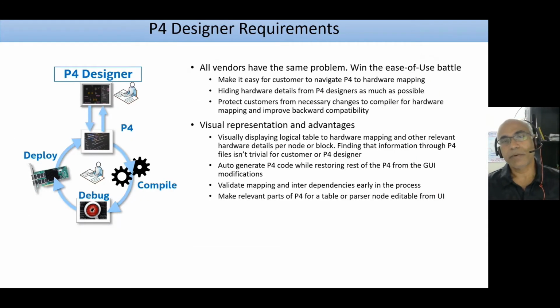So here are some of the requirements or the wish list that we collected. Make it easy to navigate the hardware mapping, hide as many hardware details as possible, and also display only the relevant portions while editing in UI. Protect customers from future changes to mapping or the compiler. That way, we can ensure backward compatibility.